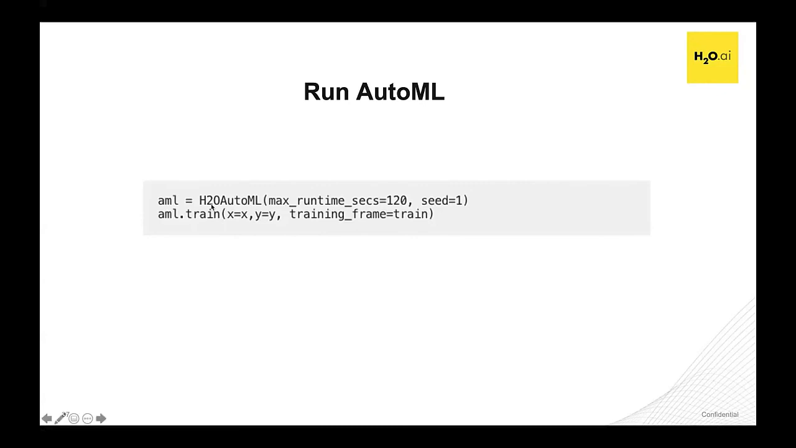You simply say h2o AutoML and aml.train. You give your training data set, your predictor variables, and your response variable. And that is it. And hence your machine starts working and your AutoML sets into action. It will choose the model. It's going to test the models, evaluate the models under the hood.